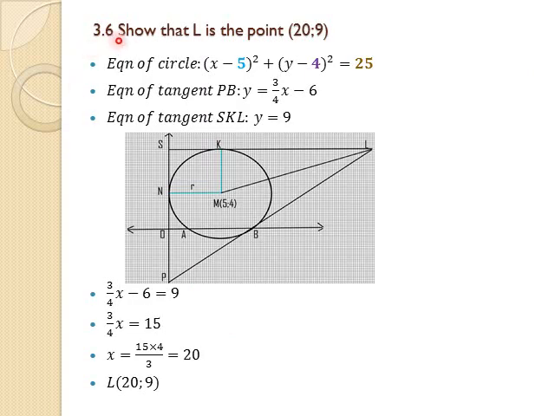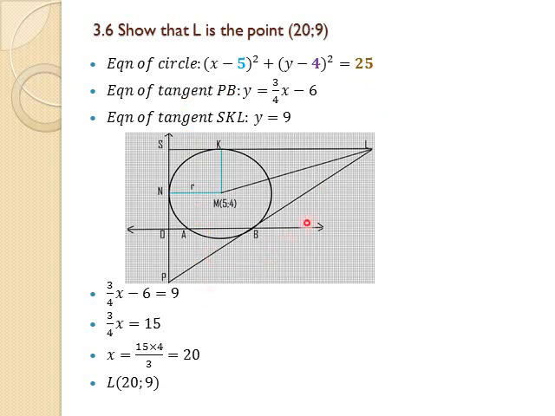Right, now they say 3.6: show that L is the point (20; 9). As you can see, at L, SKL meets up with PBL. Where two graphs meet, that point is called a point of intersection, and I can make the two equations equal to each other. I have the equation of the circle, which is (x - 5)² + (y - 4)² = 25.